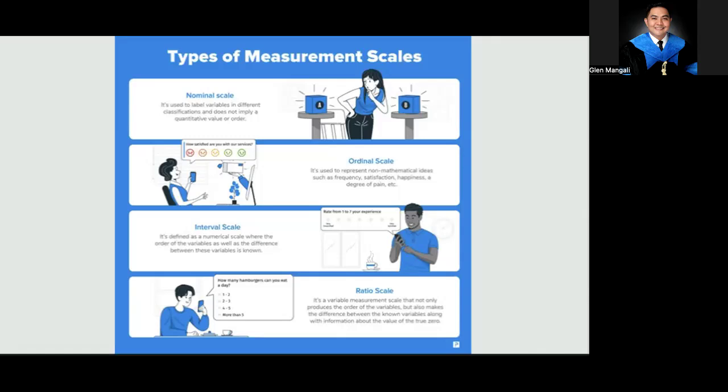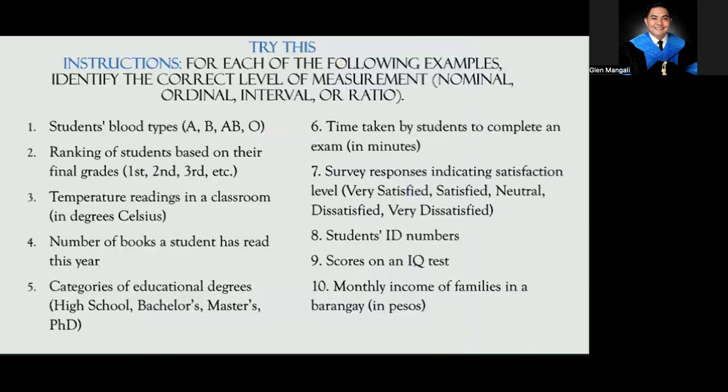And when you talk about ratio scale, it is a variable measurement scale not only produce the order of the variable, but also make the difference between the known variables, along with the information and the value of the true zero. So to further understand what is this all about, I'll give you time to try this simple exercise. So after 5 minutes or 3 minutes, we will reveal the answer.